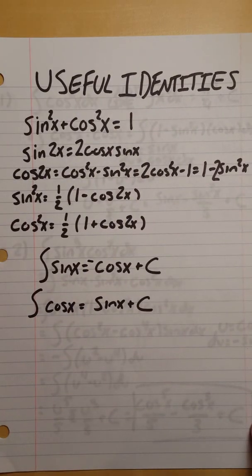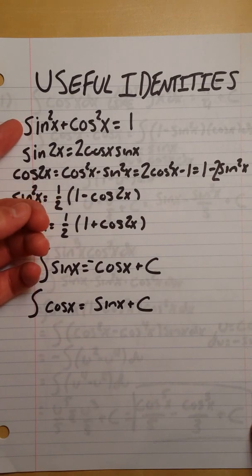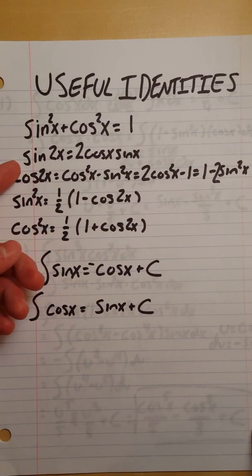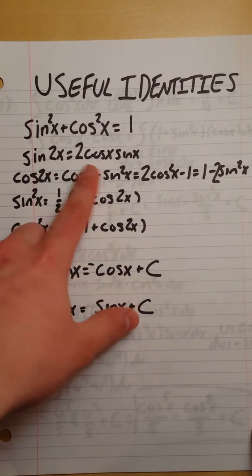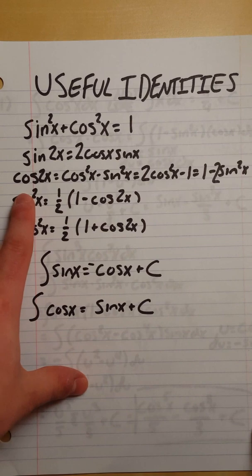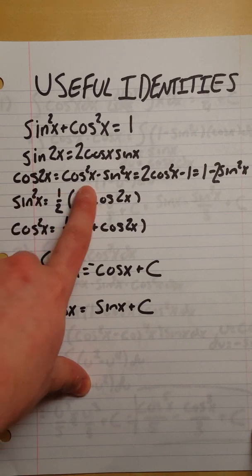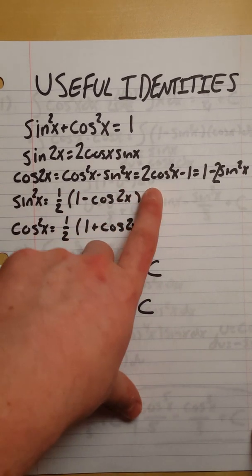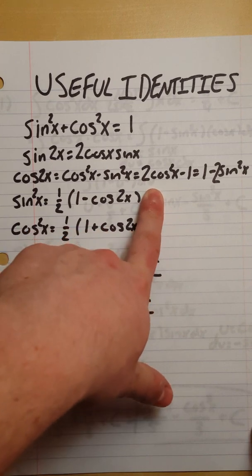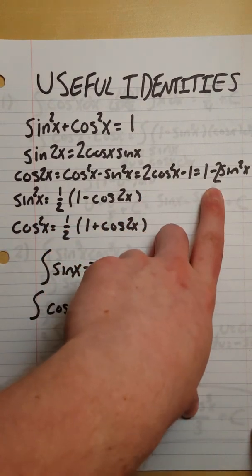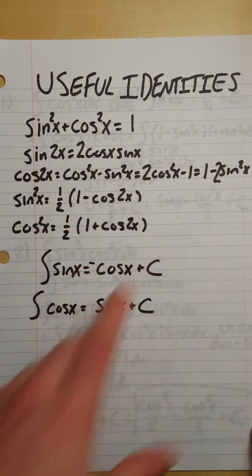So, when you're doing trig integrals, you're going to want to remember these useful identities. Up here you have sine squared x plus cosine squared x equals 1. Here you have sine 2x equals 2 cosine x times sine x. Here you have cosine 2x equals cosine squared x minus sine squared x, also equals 2 cosine squared x minus 1, and also equals 1 minus 2 sine squared x.